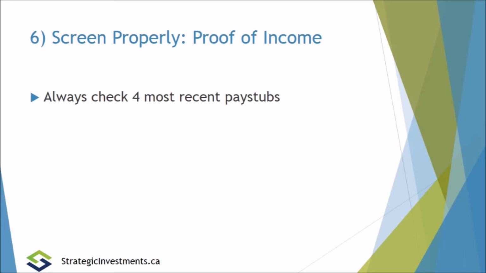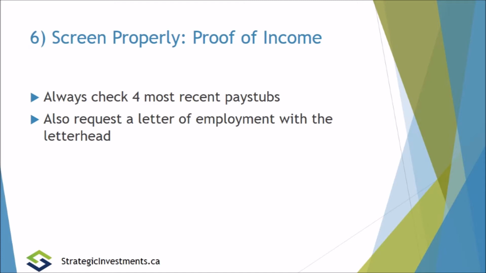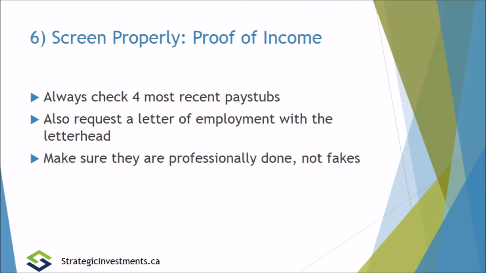Number 6. Always check at least 4 of every tenant's most recent pay stubs to confirm that that's the income they put on their application, and to make sure it's steady income. And also ask for a letter of employment with the letterhead. Check and pay close attention to make sure the pay stubs and the letter are professionally done. If it looks a little bit off, or if it looks a little fake, it likely is. Creating fake documents happens a lot more than you think.